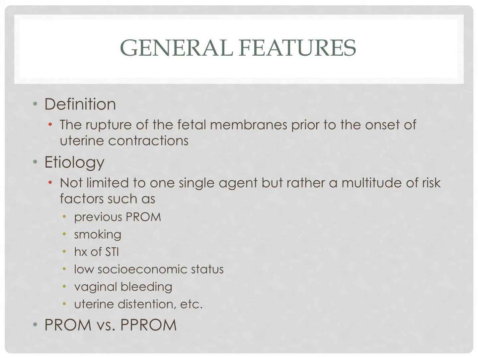What is the difference between PROM and PPROM? PROM refers to rupture at or after 37 weeks of gestation, which makes up about 8% of all pregnancies, whereas PPROM, also known as preterm PROM, is rupture that takes place before 37 weeks of gestation, making up approximately 3% of pregnancies.